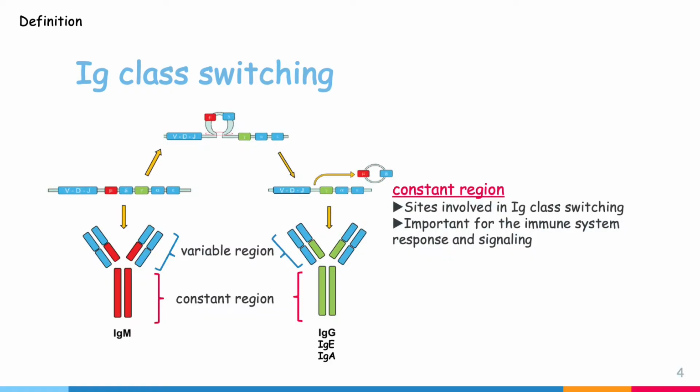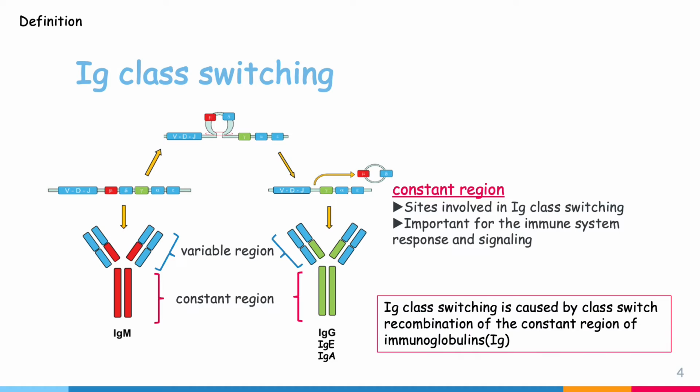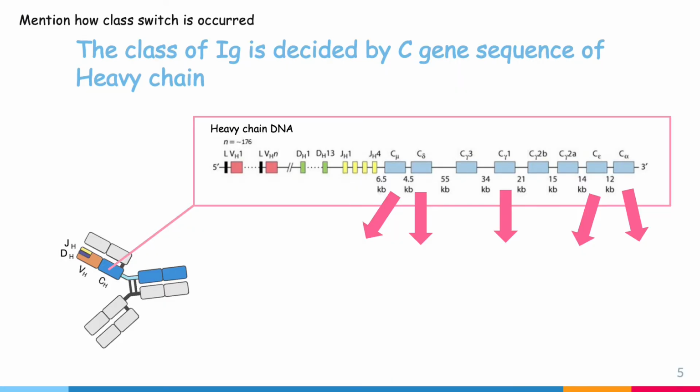Let's take a deeper look at Ig class switching. Ig class switching is caused by class switch recombination of the immunoglobulin Ig constant region. Constant regions do not directly react with antigens but play an important role in immune system signaling. Next, we talk about how the class switch occurs.